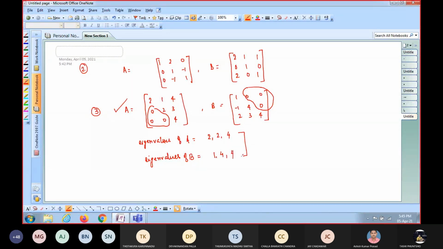So you observe that the eigenvalues of A and the eigenvalues of B are different. Therefore, A is not similar to B. That's all. This is the advantage, right? You don't have to compute the determinant. You don't have to compute the characteristic polynomial. You don't have to go for the trace. Nothing.